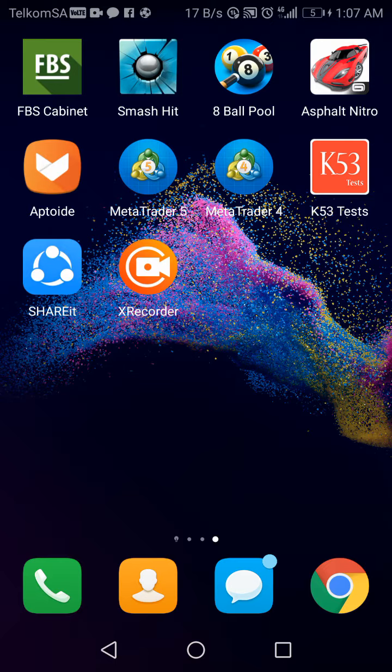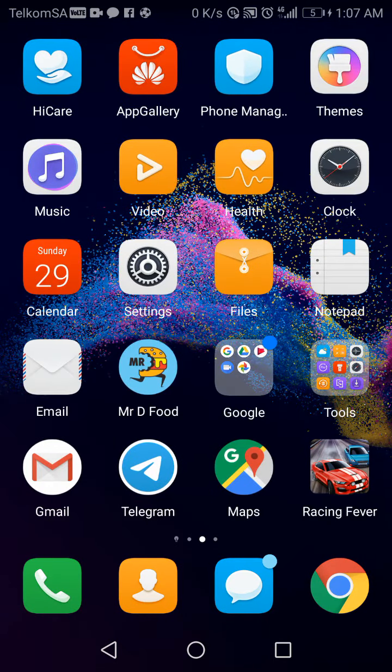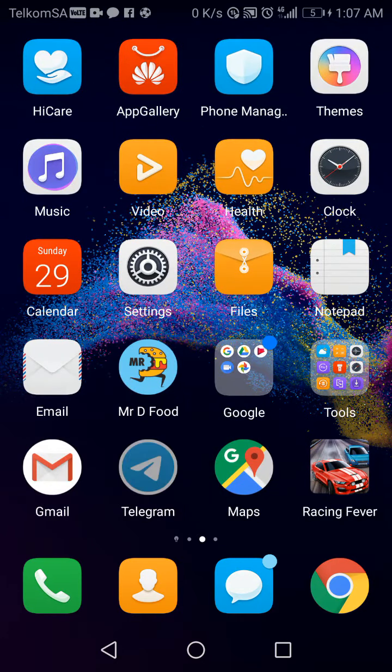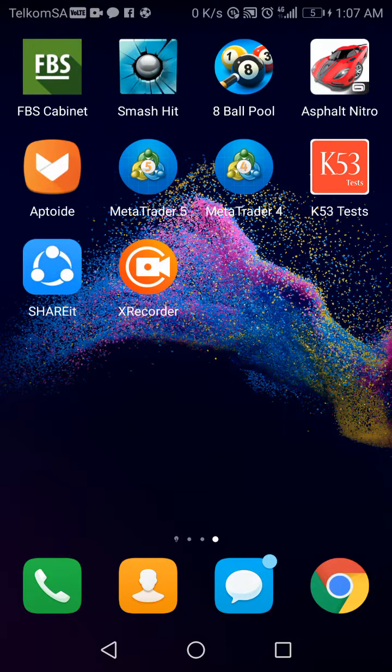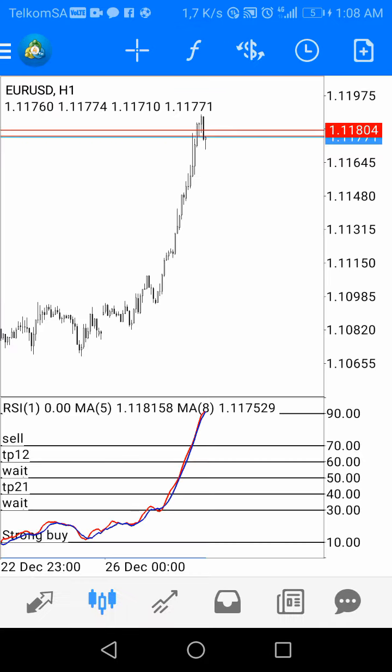I won't open my MetaTrader 5 because it has a lot of things. So we'll be using MetaTrader 4 because it's simple and user friendly. Everyone can use it. Okay, so this is MT4. Let me show you how you set up the strategy.